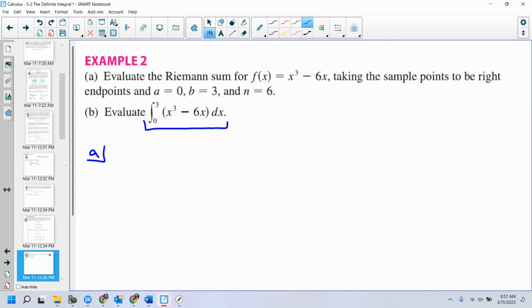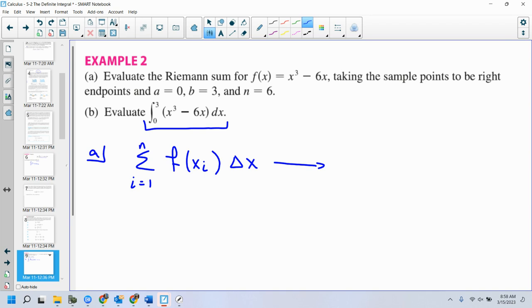This is the sum from i is equal to 1 to n of f of xi delta x. That's the general form of the Riemann sum. Let's evaluate that Riemann sum for x to the third minus 6x on a to b, 0 to 3, for n equals 6.